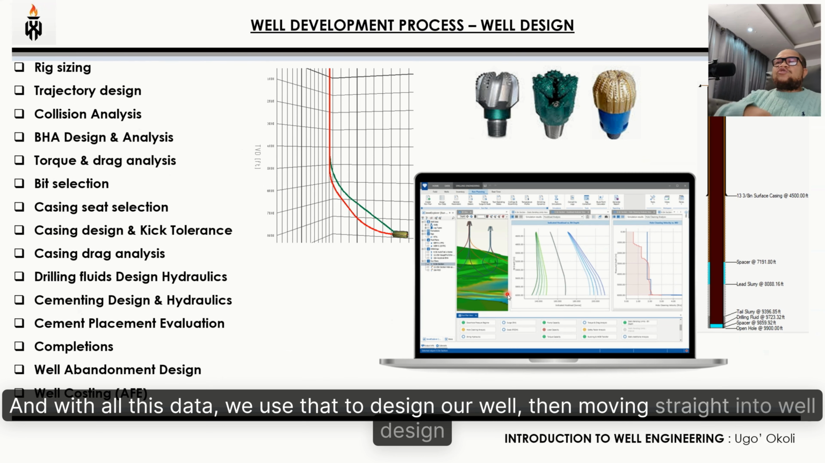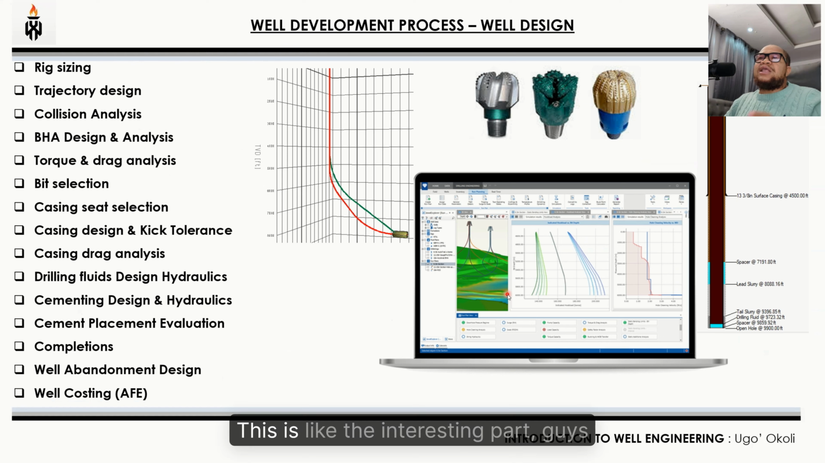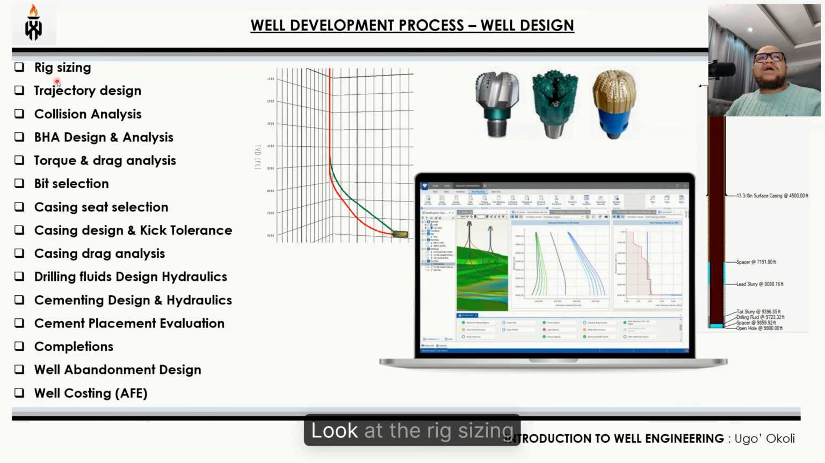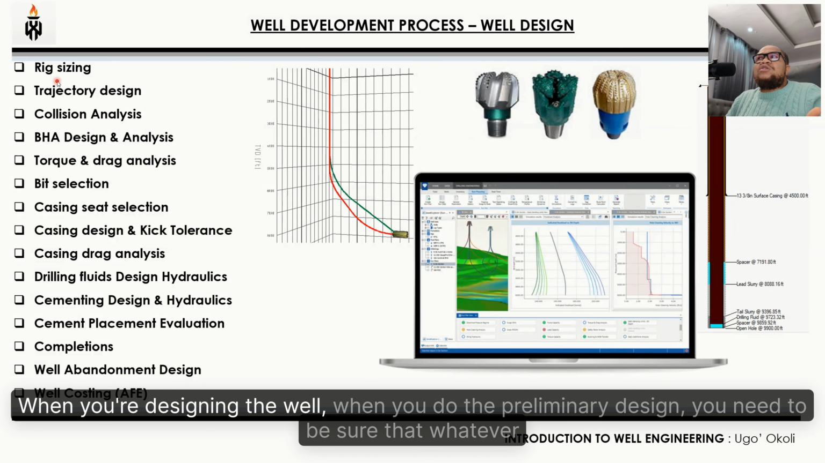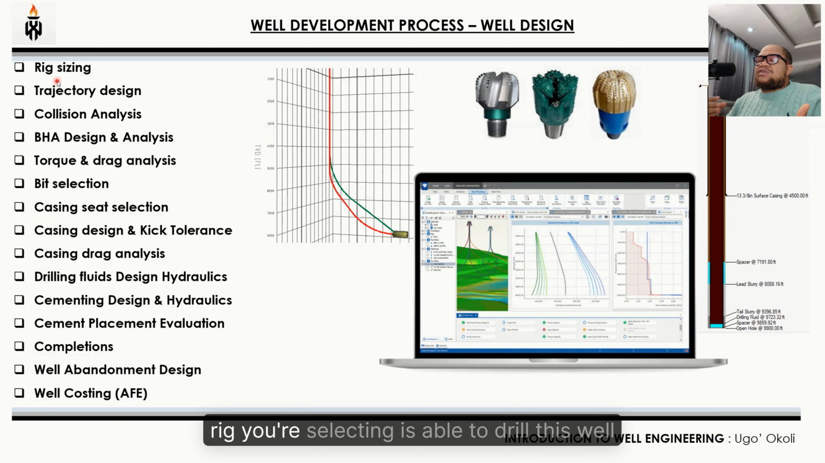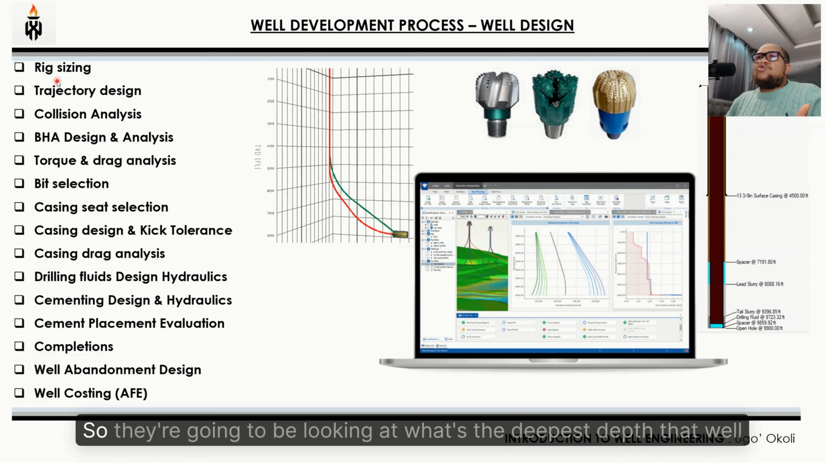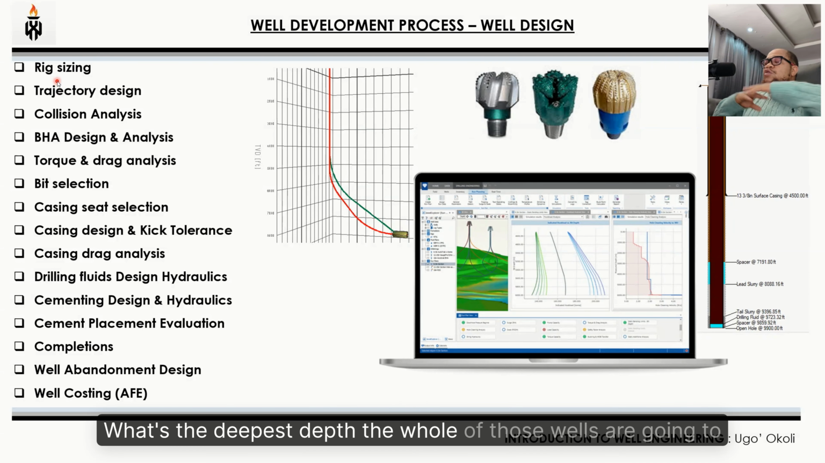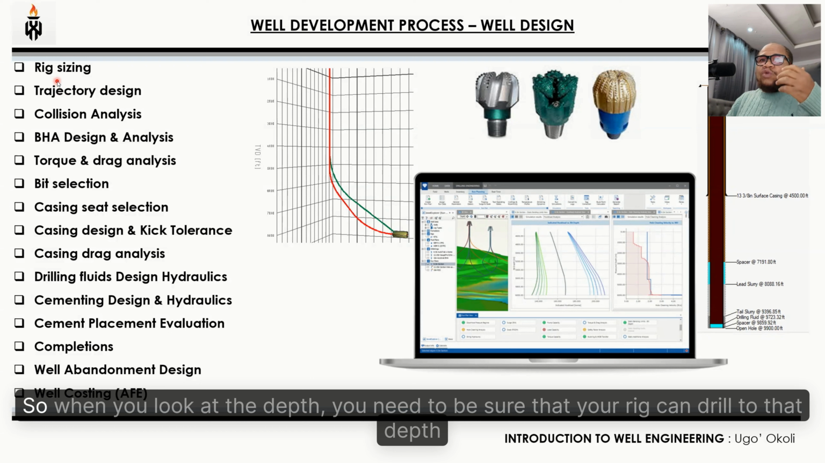Then moving straight into well design. This is like the interesting part, guys. What are the things we look at when designing a well? Look at the rig sizing. When you do the preliminary design, you need to be sure that whatever rig you're selecting is able to drill this well. So they're going to be looking at what's the deepest depth of that well, and what's the deepest depth the hole of those wells will go into. So when you look at the depth, you need to be sure that your rig can drill to that depth.